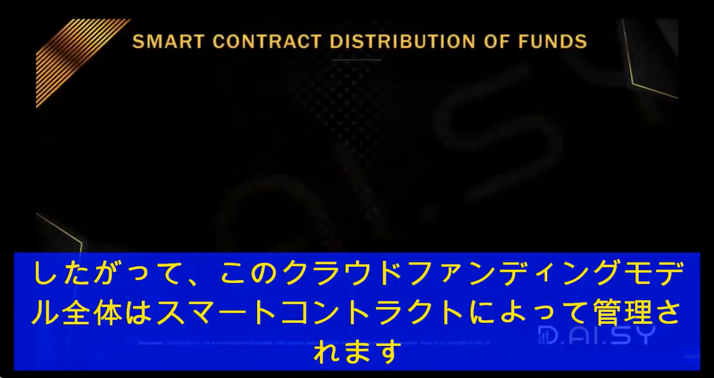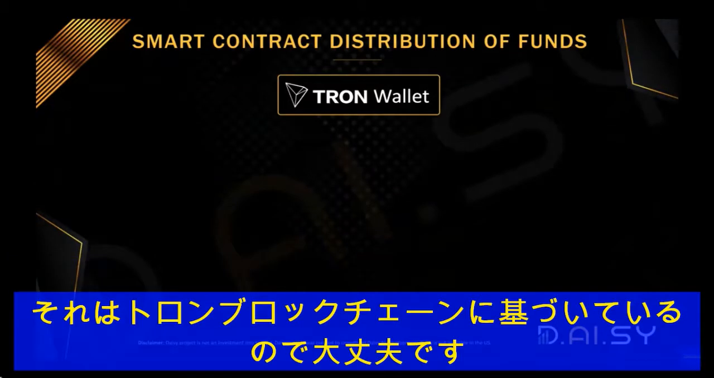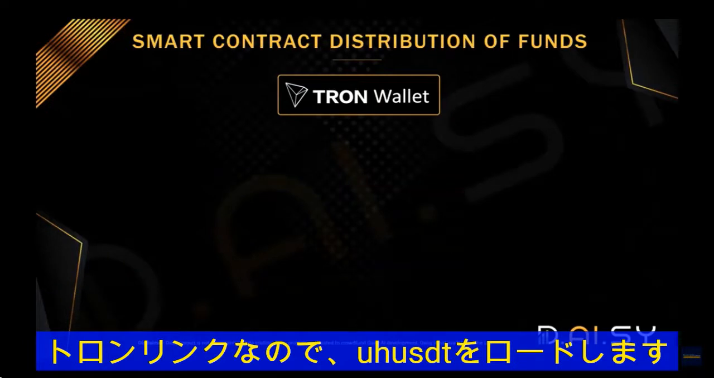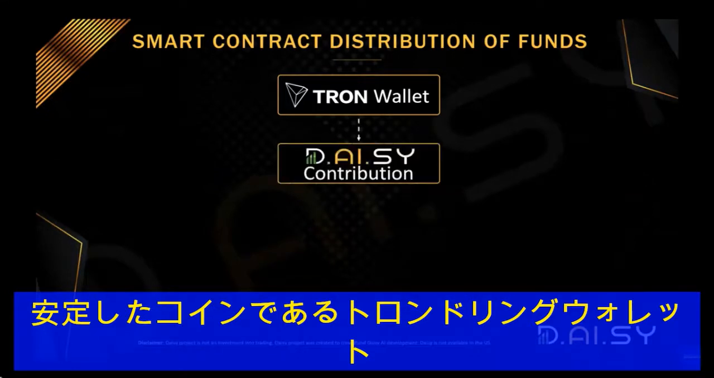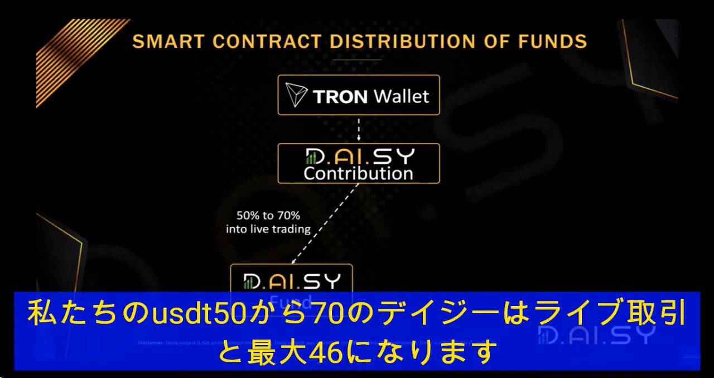Okay? So this whole crowdfunding model will be managed by a smart contract that is based on the Tron blockchain. Okay? So we will be participating with our Tron wallet, and the most recommended Tron wallet is Tronlink. So we will be loading USDT on our Tronlink wallet, which is a stable coin that runs on the Tron blockchain, right? And we will contribute to DAISY with our USDT.